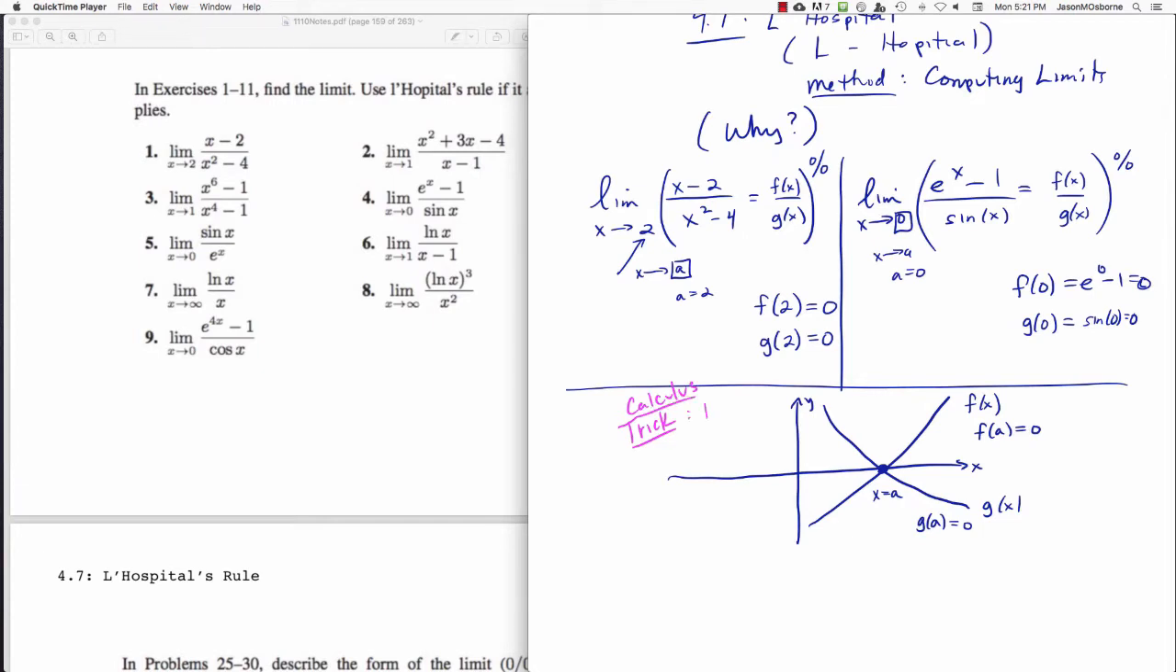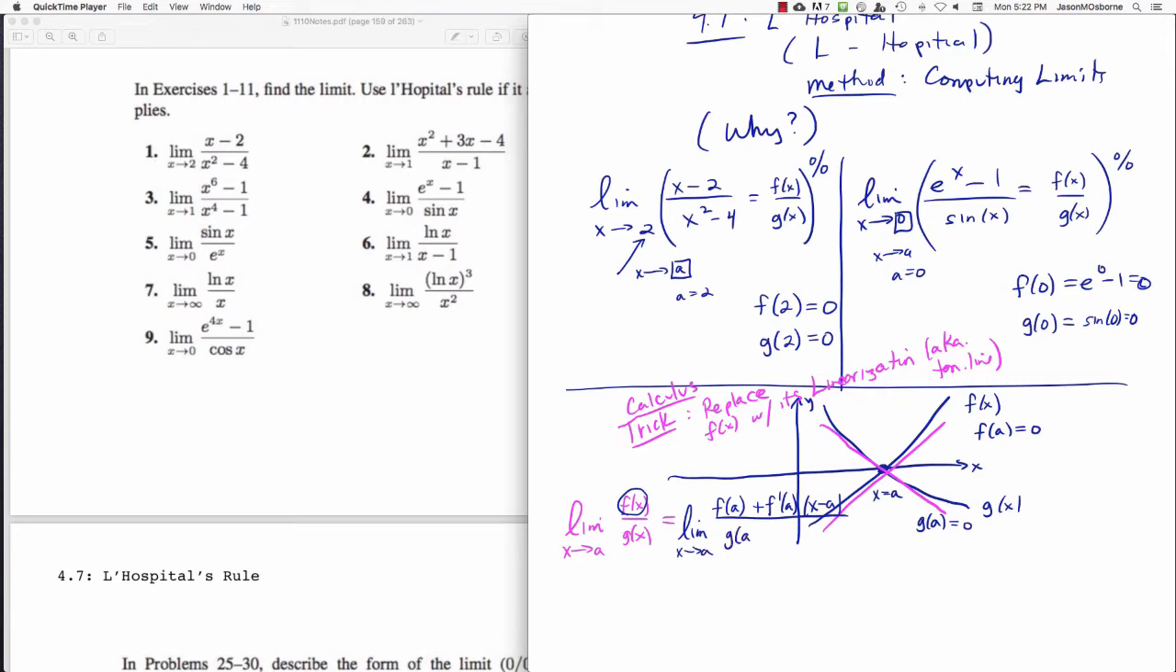The calculus trick is to replace a function f of x with its linearization, aka its tangent line. We're going to draw the tangent lines to these functions and look at the limit as x goes to a of f of x divided by g of x. Instead of doing that limit, we make a new limit as x goes to a of the linearization, which is f evaluated at a plus f prime of a times x minus a. Replace the function g of x with its tangent line.